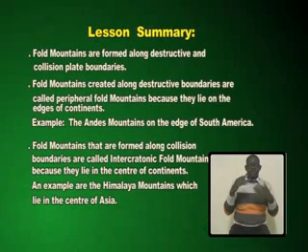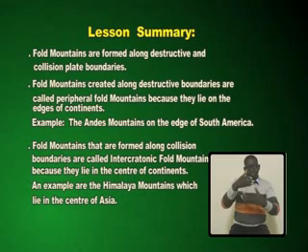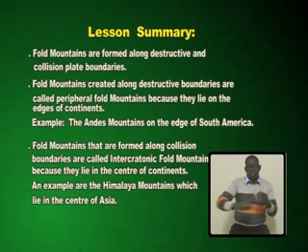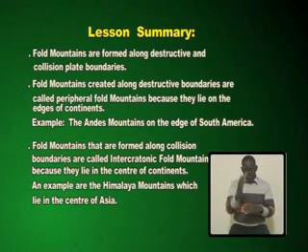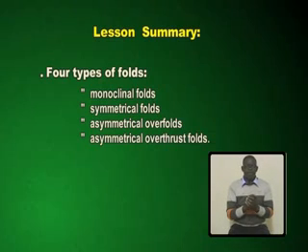Here are the important points of today's lesson. Fold mountains are formed along destructive and collision plate boundaries. Fold mountains that are created along destructive boundaries are called peripheral fold mountains because they lie on the edges of continents. The Andes Mountains, which lie on the edge of South America, is an example. Fold mountains that are formed along collision boundaries are called intercratonic fold mountains because they lie in the center of continents. An example of this are the Himalaya Mountains, which lie in the center of Asia. There are 4 types of folds: monoclinal folds, symmetrical folds, asymmetrical overfolds, and asymmetrical overthrust folds.